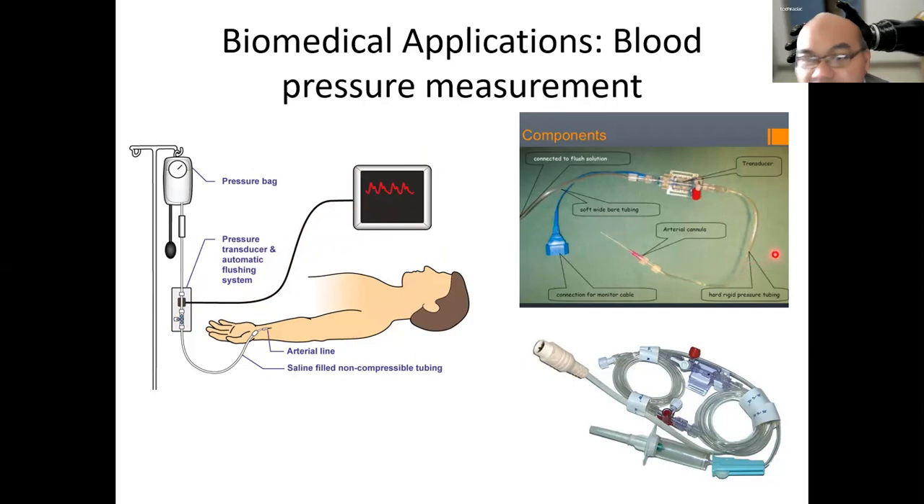So this is how it looks in an actual picture. This is the transducer. It is connected to the rigid pressure tubing, usually made from polyurethane. Then this tubing is connected to an arterial cannula to be inserted into the blood vessel. Okay, so let's see how it works.